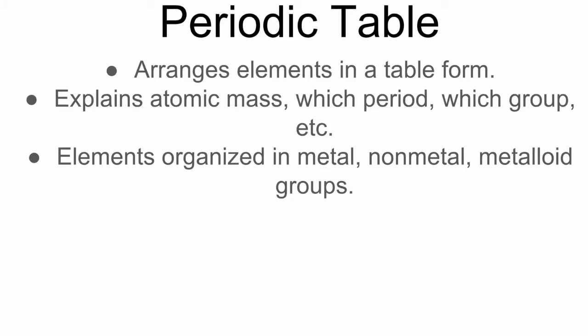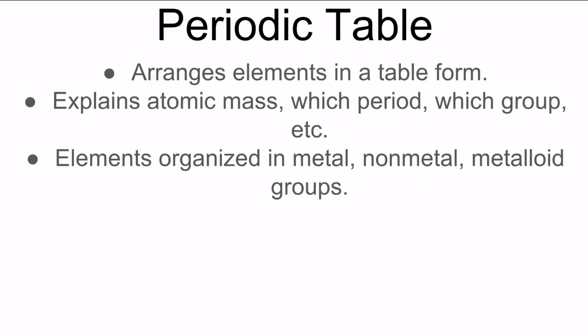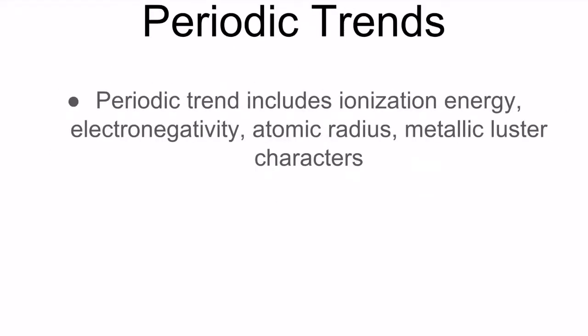Periodic table. The periodic table arranges elements in a table form. The periodic table explains atomic mass, which period and which group an element is located in, etc. Elements are organized into metals, nonmetals, and metalloids in groups. Periodic trends. Periodic trends include ionization energy, electronegativity, atomic radius, and metallic luster characteristics.